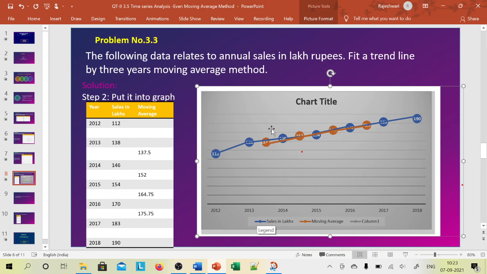But if you observe the moving average, you can easily find out. So we have got a straight line here.